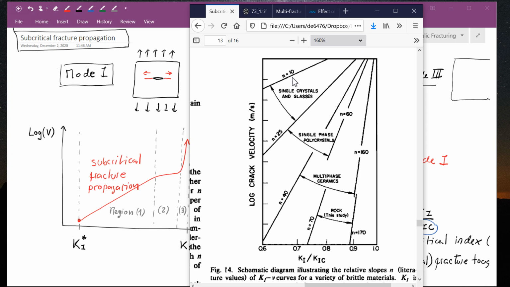So the smaller the subcritical index, the flatter this curve is going to be, and the lower the increase of velocity is going to be with increase of the stress intensity. And different materials are going to have different responses, and of course different toughness, but also different subcritical index factors. All right, so let's see why this is important. What do we do with this?